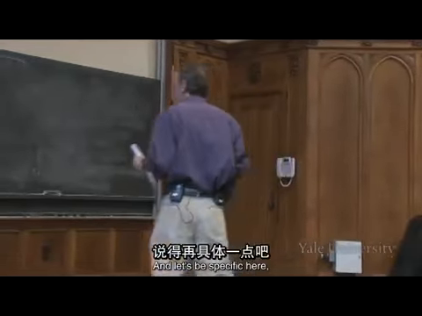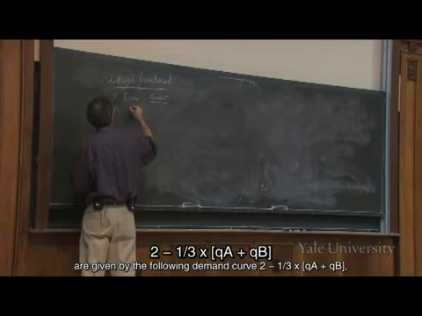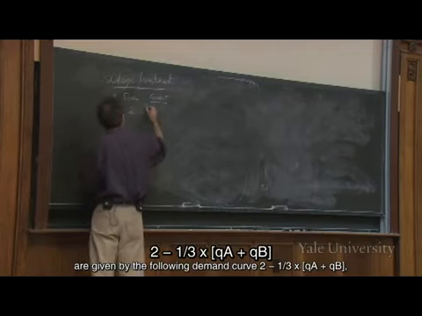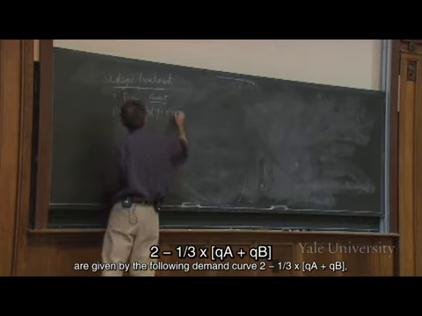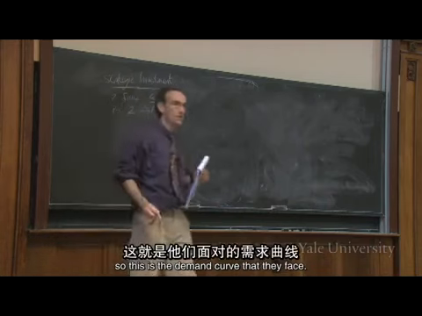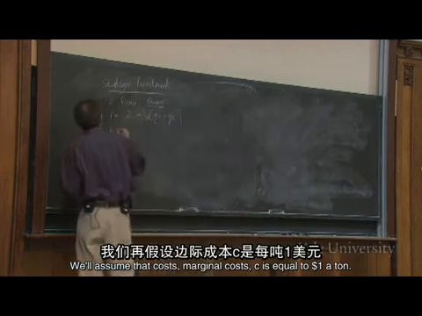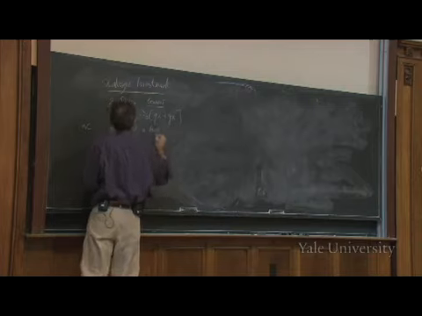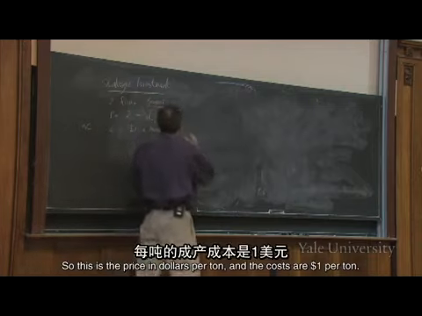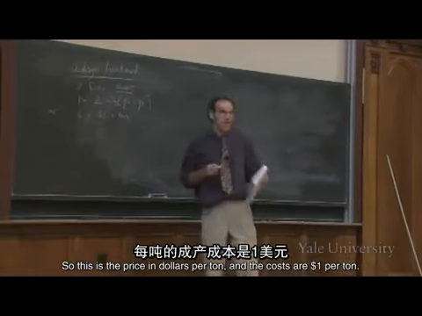All right? And let's be specific here. Let's assume that the prices in this market are given by the following demand curve: 2 minus 1/3 times (QA plus QB). This is the demand curve that they face. And we'll assume that marginal costs, C, are equal to $1 a ton. So this is the price in dollars per ton, and the costs are $1 per ton.